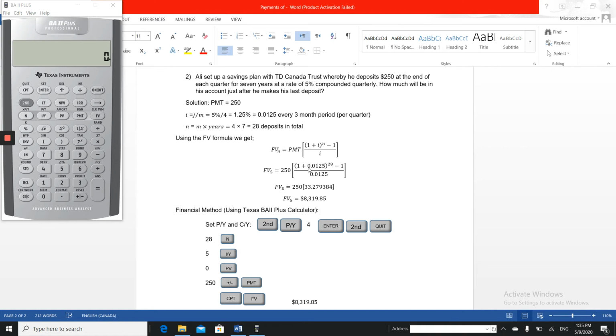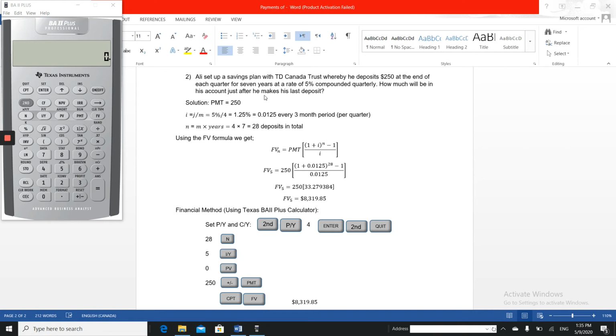So I is 0.0125. I need N in the formula. N is the total number of payments. How many payments do we have in each year? 4, because payments are quarterly. Payments are at the end of each quarter. So in each year I have 4 payments.